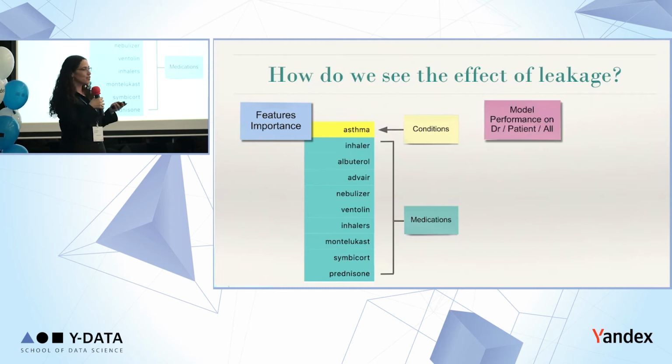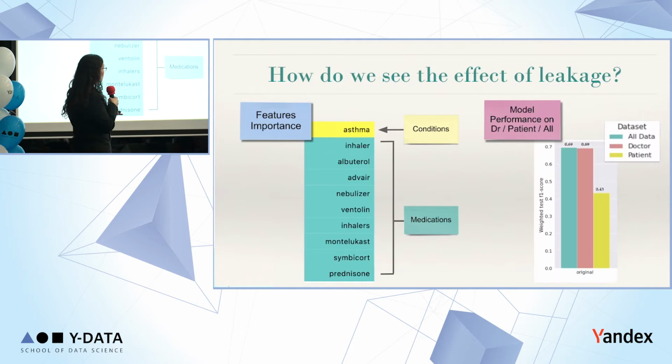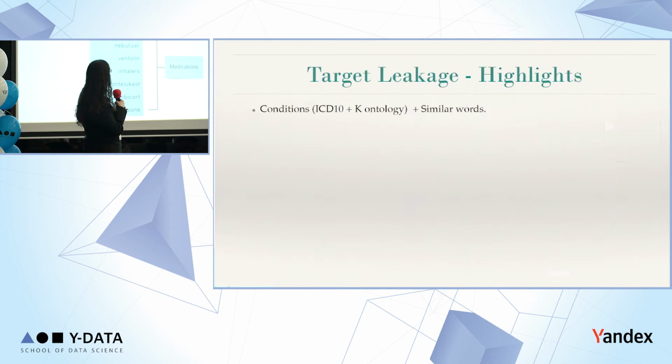The second is we can split the data and evaluate how the model is doing on data from doctors separately, patients separately, and all data. When we did this, we also saw a clear image of leakage where the model is performing the same way on doctor data and all data, which means the model is giving a prediction for the patient without considering the patient data. We can throw away the patient data and the performance won't change at all. So that's a clear indication of leakage. We expect to see a reduction in the doctor's performance the more leakage we remove.